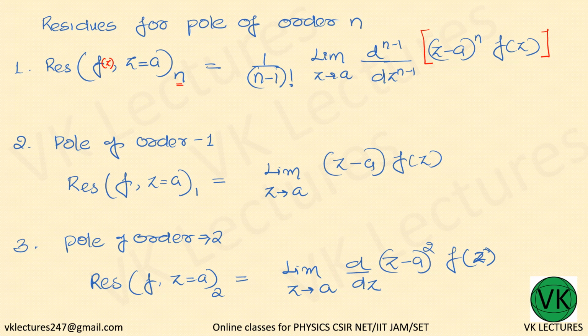For a pole of order 1, the residue of the function f at z equal to a is the limit z tends to a of z minus a into f of z. Similarly, for a pole of order 2, the residue of the function at z equal to a is the limit z tends to a of the first derivative of z minus a squared times the function f of z. So we need to remember this formula.